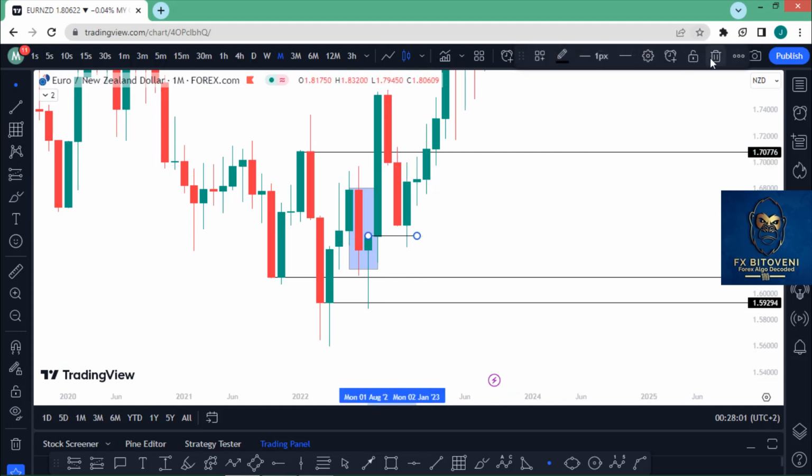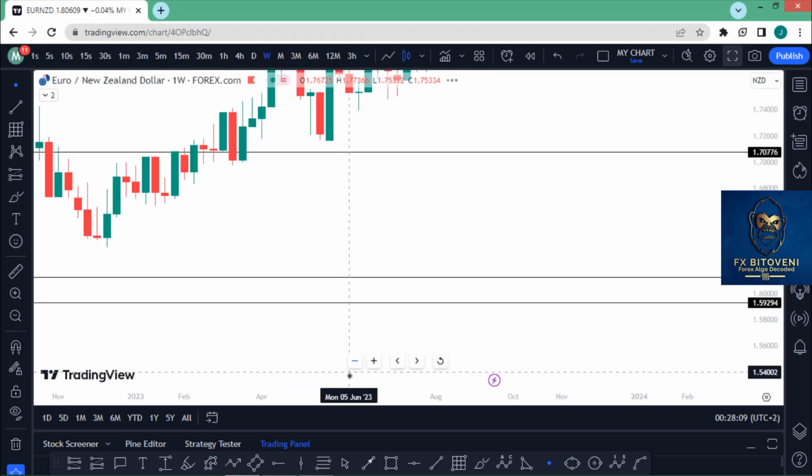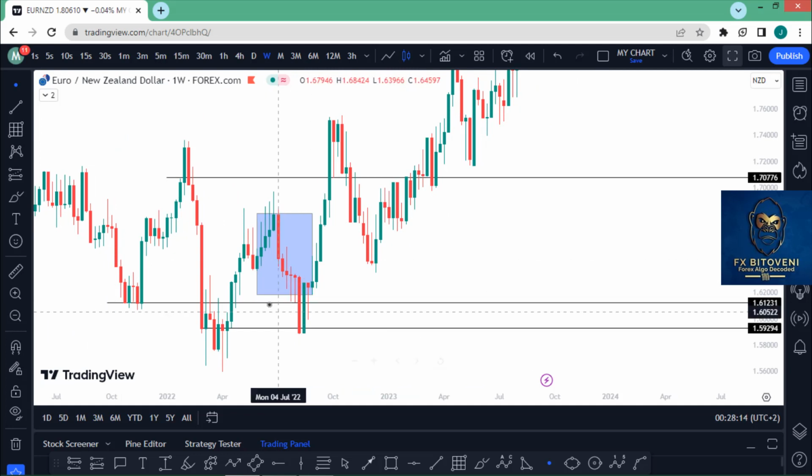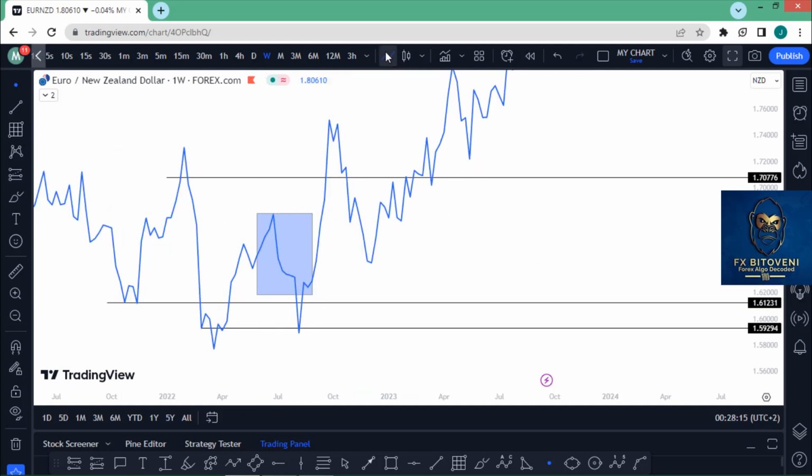So here you switch to a lower time frame to study this area. You go to weekly. And on weekly time frame, you turn on your line chart and you immediately see invalidation point. You immediately see invalidation point right here.